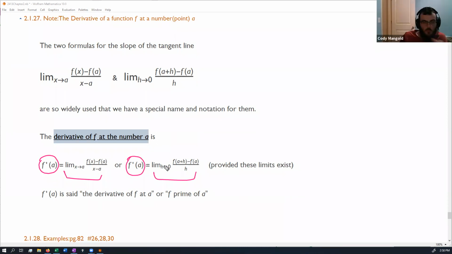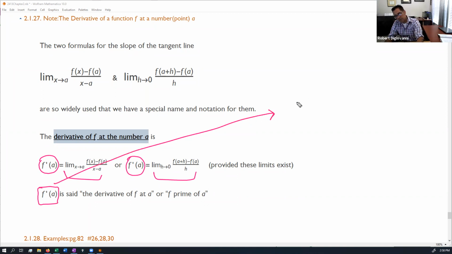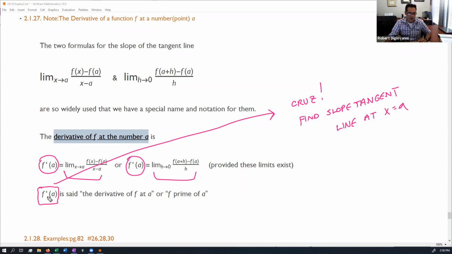The important thing is that this new notation is telling you, hey, find the slope of the tangent line at x equals a. That's basically what you're doing when you see that right there. You are finding the slope of the tangent line at a. So that's the new notation.